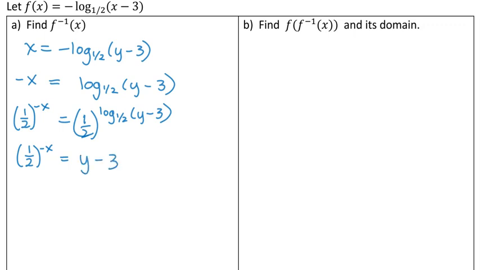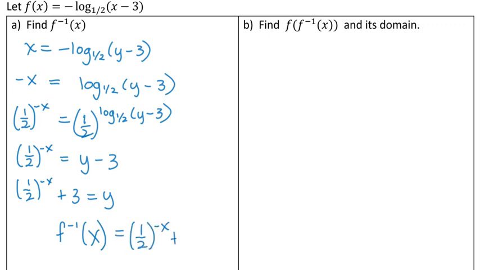On the right-hand side, the log base 1/2 and exponential base 1/2 cancel, so I'm left with y minus 3. And then all I have to do is add the 3 to both sides. And that should be my inverse function. So f inverse is 1/2 to the negative x plus 3. So that is my inverse function.